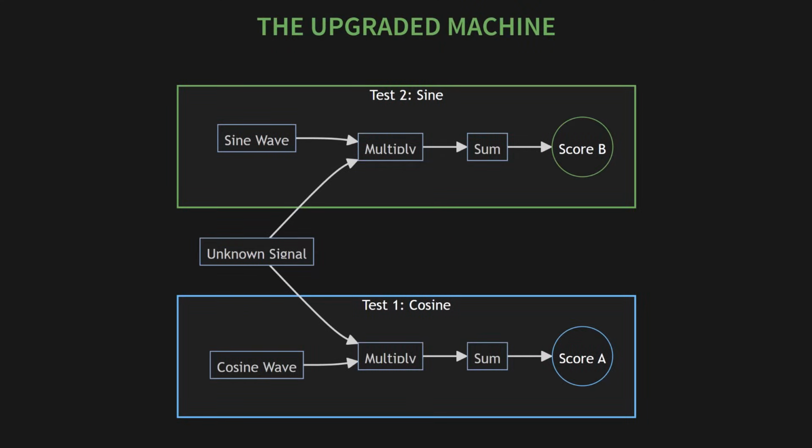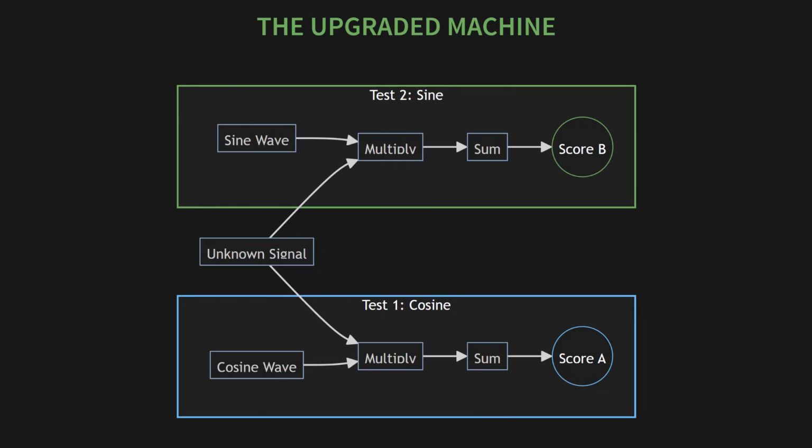As you can see in this diagram, the unknown signal comes in and gets split into 2 parallel processes. In test 1, we do exactly what we did before. We multiply the signal by a cosine wave, sum it up, and get what we'll call score A. This is our on-time detector. But now, simultaneously, in test 2, we multiply the same signal by a sine wave, sum that up, and get score B. This is our shifted detector. Now, if either score is a big number, we know the rhythm is present.